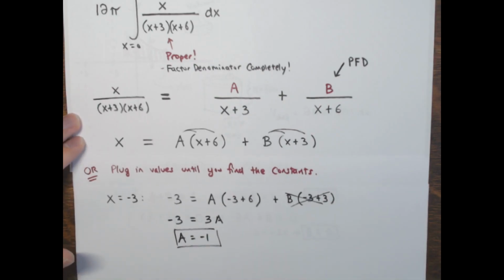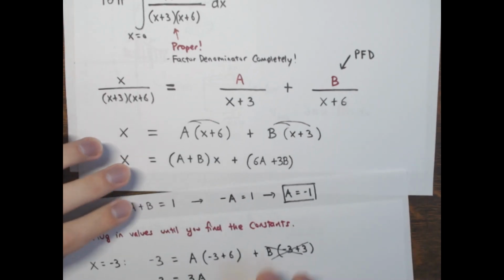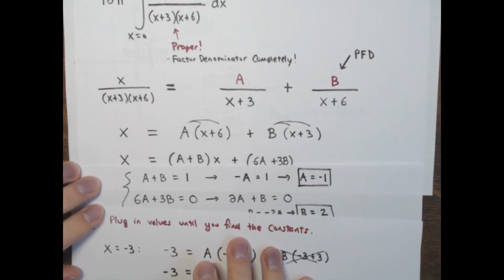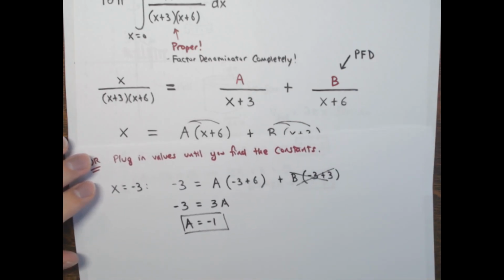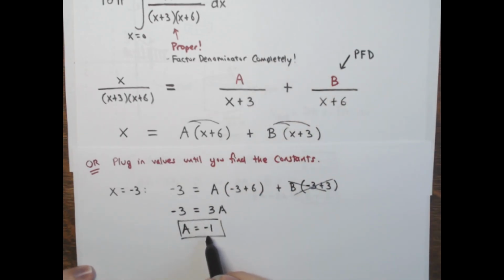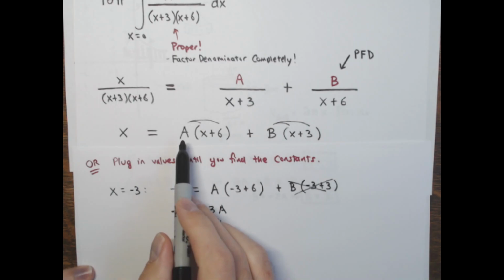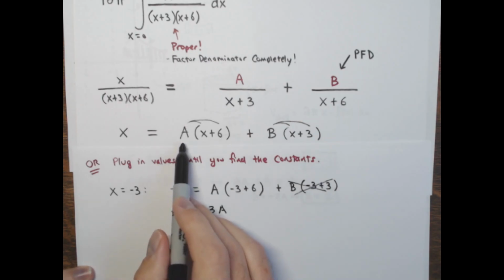This is exactly what I found earlier, right, when I equated the coefficients and solved the system. That a was negative 1. So now I've got a. So I could go back up here and replace a with negative 1. So just keep that in mind. Any other value I plug in for x, a has to be negative 1.